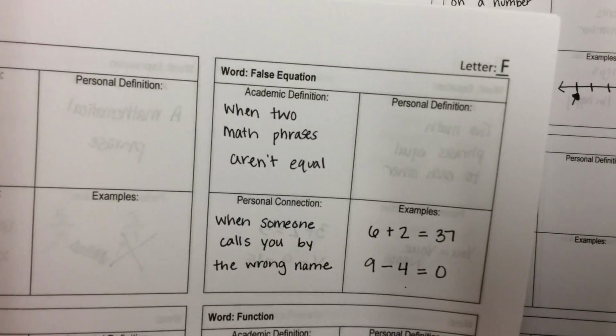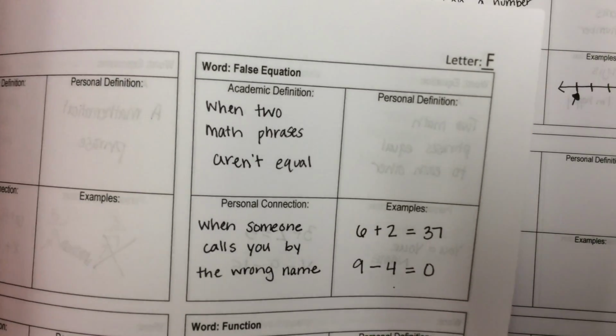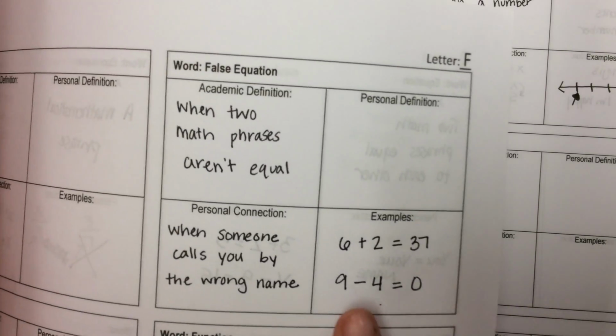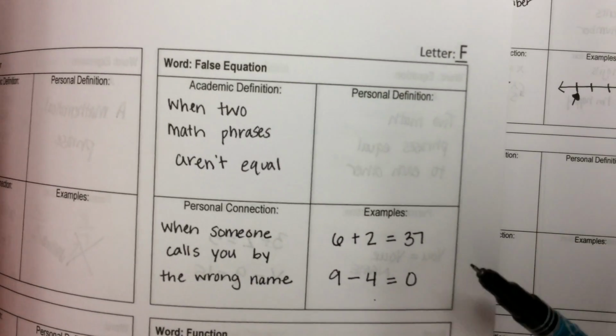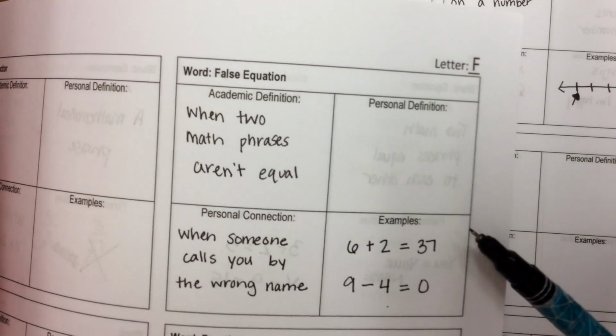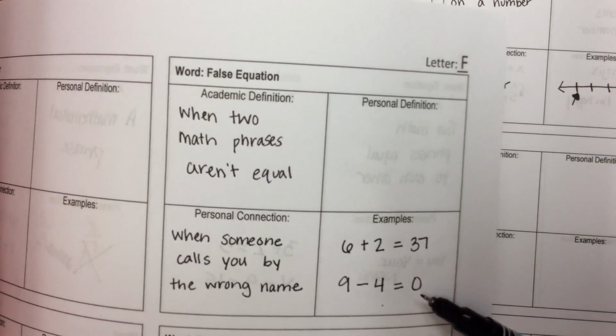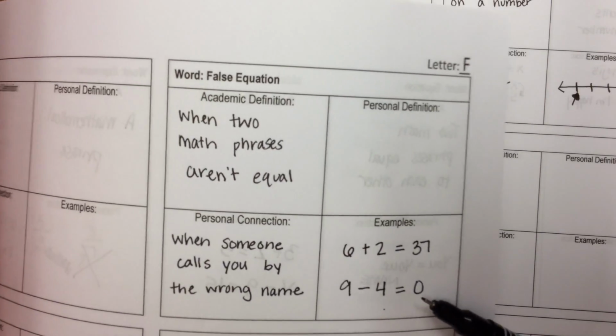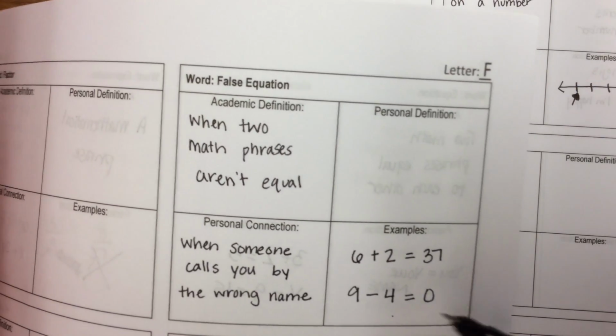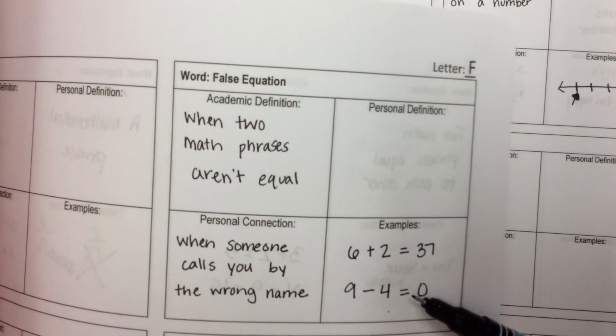Okay, so a false equation is like when two math phrases aren't equal. So for example, 6 plus 2 equals 37. That is not true. That is false. And 9 minus 4 equals 0. Again, that's false. If I do 9 minus 4, I don't get 0. So these are false equations.